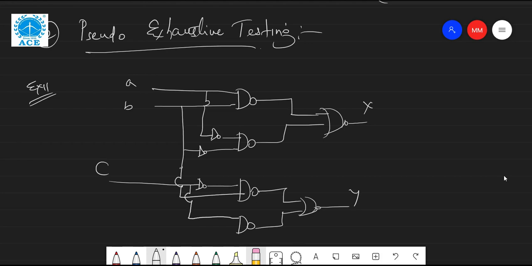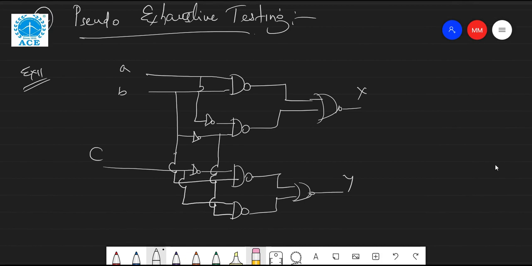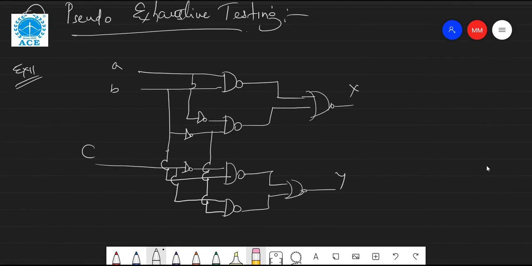For example, like this. One circuit I have drawn here. Now for this one, how to find, how to take combinations, how many combinations we need to test. In this pseudo exhaustive test, let us see the steps, roughly, briefly I will discuss here.